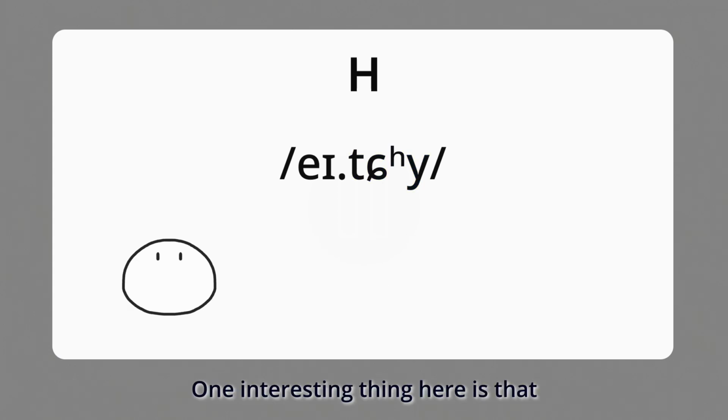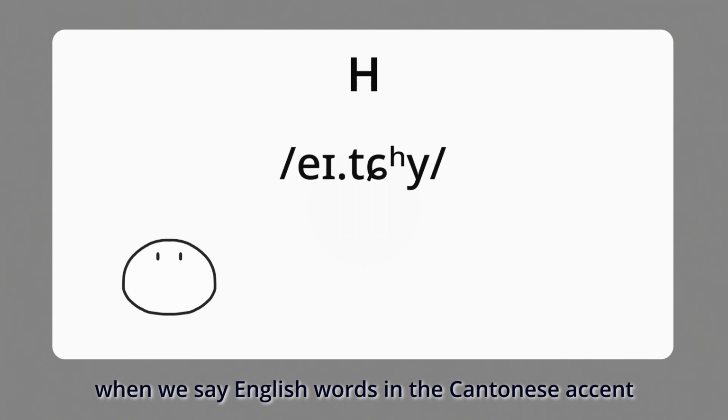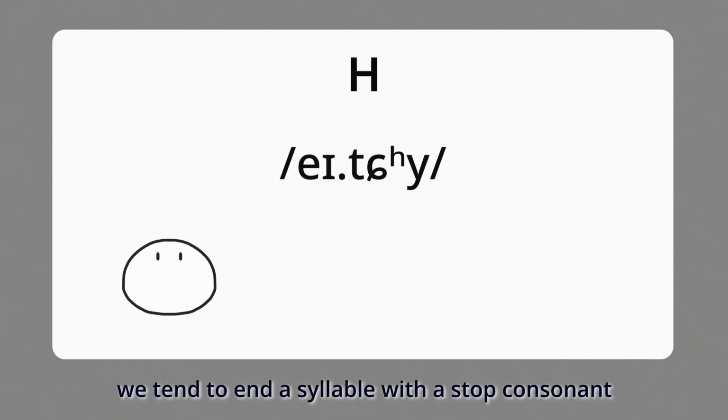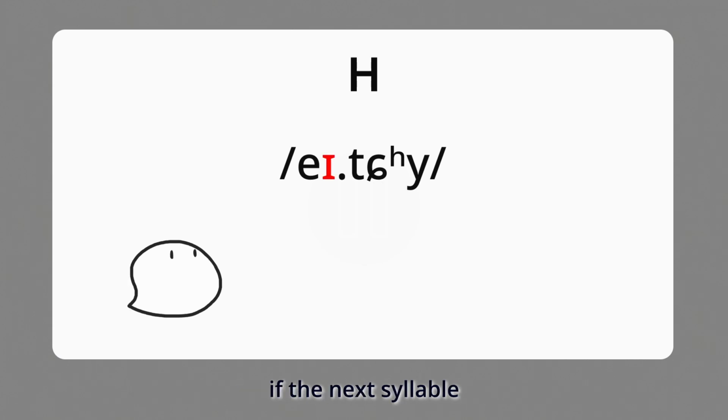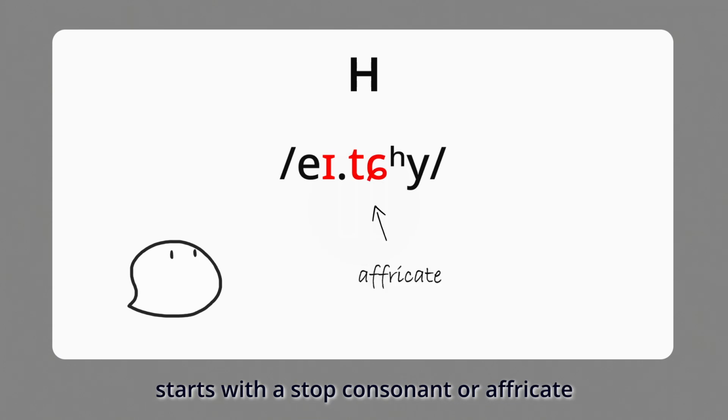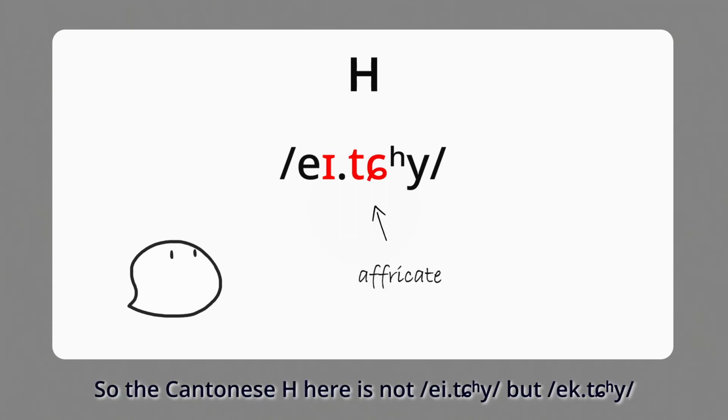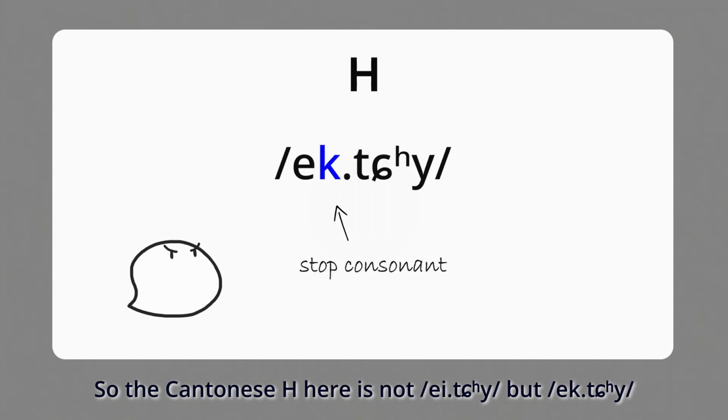One interesting thing here is that when we say English words in the Cantonese accent, we tend to end the syllable with a stop consonant if the next syllable starts with a stop consonant or affricate. So the Cantonese H here is not H, but H with a stop ending.